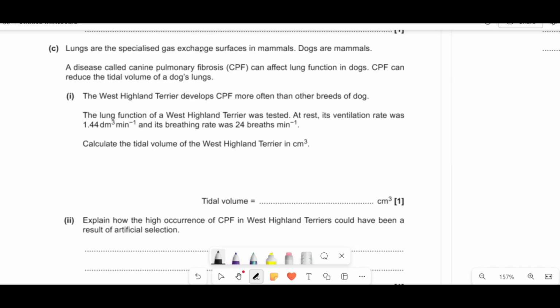So lungs are specialized gas exchange surfaces in mammals. Dogs are mammals. A disease called canine pulmonary fibrosis can affect lung function in dogs. CPF can reduce the tidal volume of a dog's lungs. The West Highland Terrier developed CPF more than any other breed of dog. The lung function of a West Highland Terrier was tested. At rest, its ventilation rate was 1.44 decimeters cubed per minute. So in 1 minute, it ventilated this much. And its breathing rate was 24 breaths in a minute. Calculate the tidal volume in centimeters cubed.